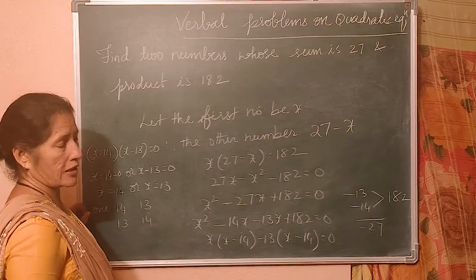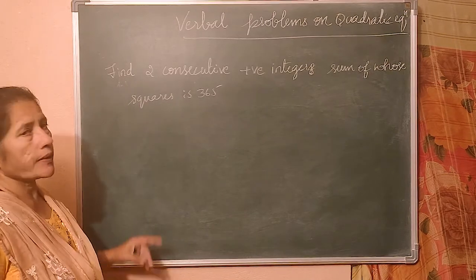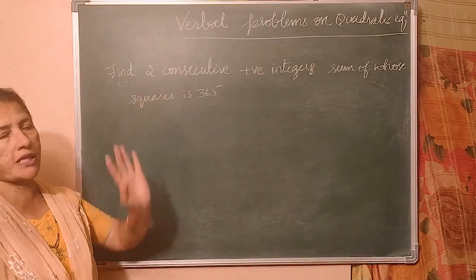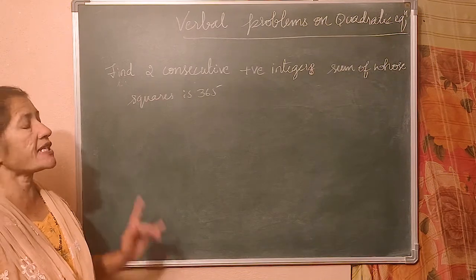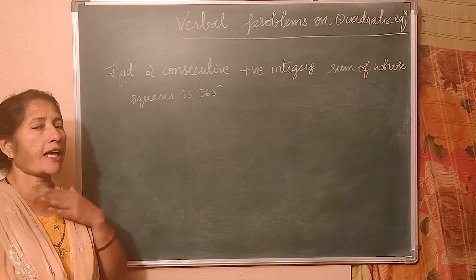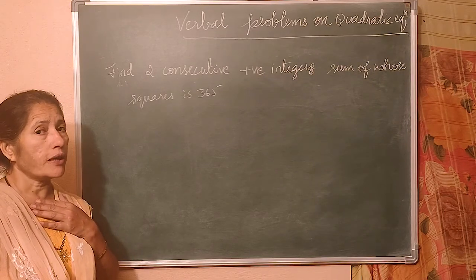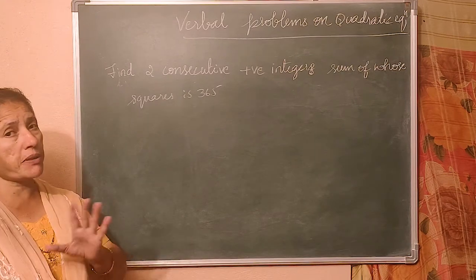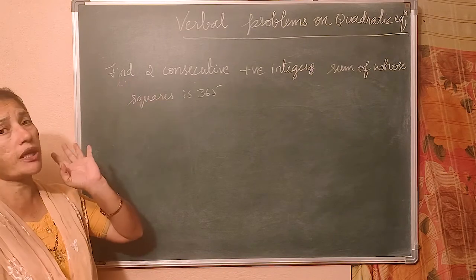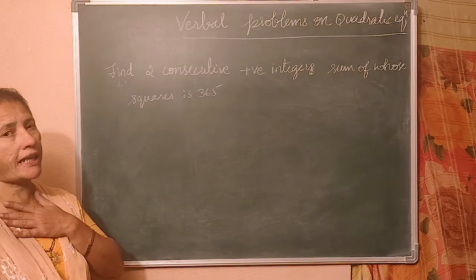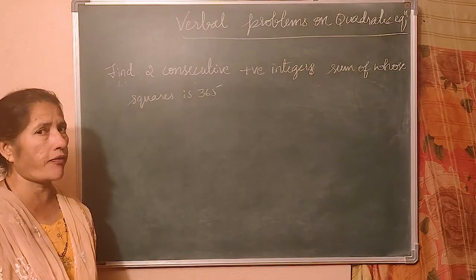Let us move on to the next question. Look at the next question. Find two consecutive positive integers, sum of whose squares is 365. Whenever I speak about integers, it is the set of positive and negative numbers along with 0. They say find two consecutive only positive integers. So, what can I do? Consecutive means the numbers which come one after the other.